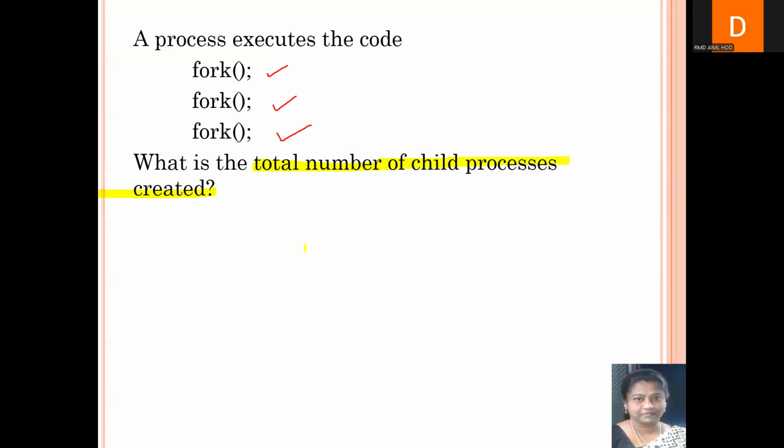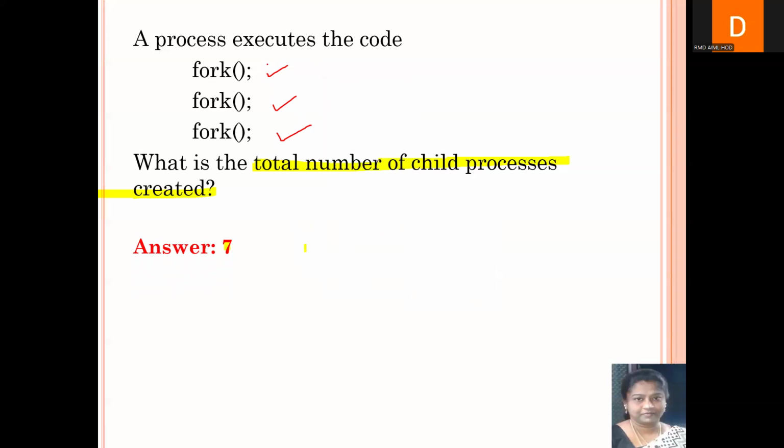Were you able to guess your answer correctly? The correct answer is 7. A total of 7 children will be created for the above code. Now, I'm going to explain in detail how this is going to be created, how we arrived at the answer 7.